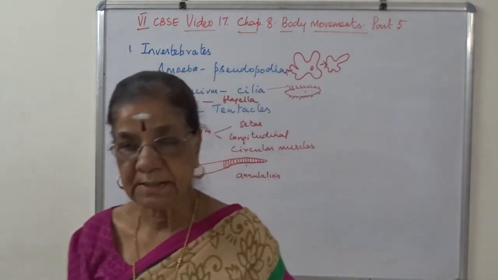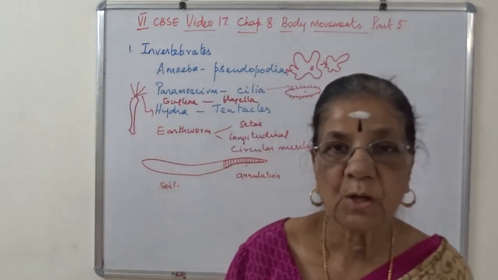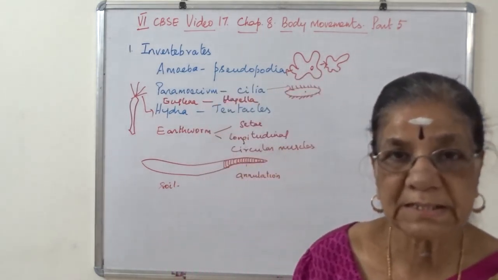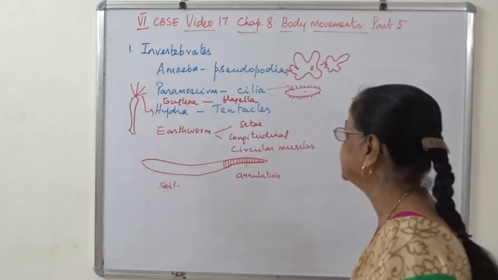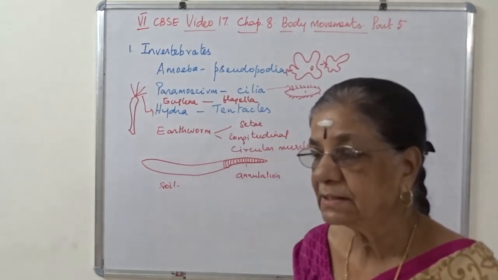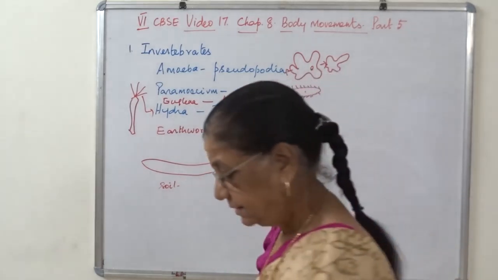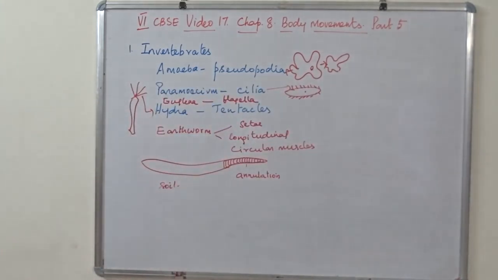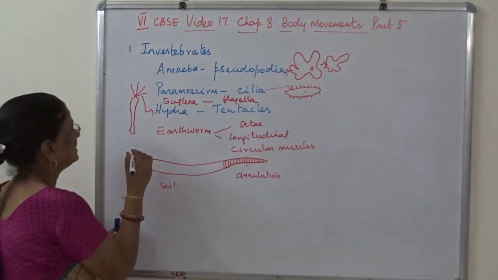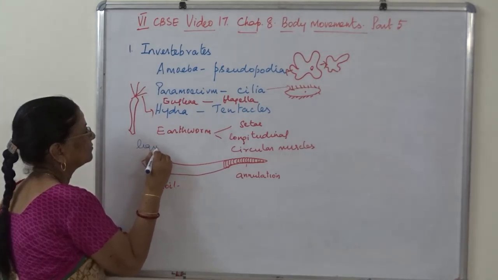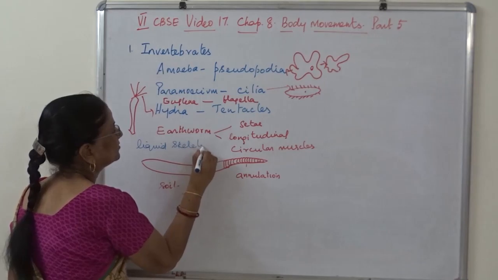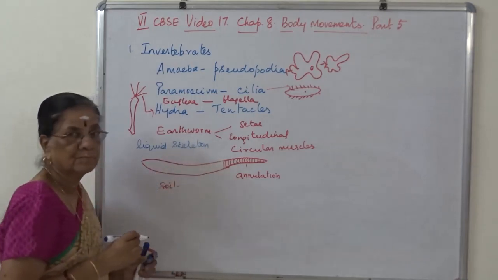The entire segmented body is covered by a bristle-like structure called body setae, right? And then the blood is considered as the liquid skeleton. It is considered a liquid skeleton. I hope you are following.